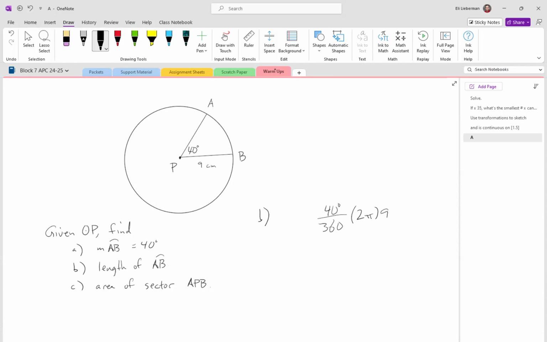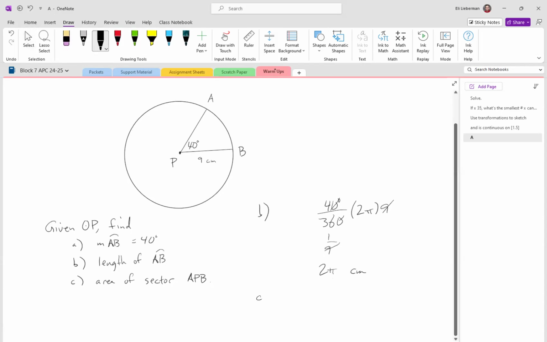Do you use the letter for this or just do the number? Understood. This is calculation. And when you did this, I guess you canceled this, making a 1/9 here. Somehow you got that 2 pi. And of course, units are centimeters. Any questions? Thank you, Amir, for C.